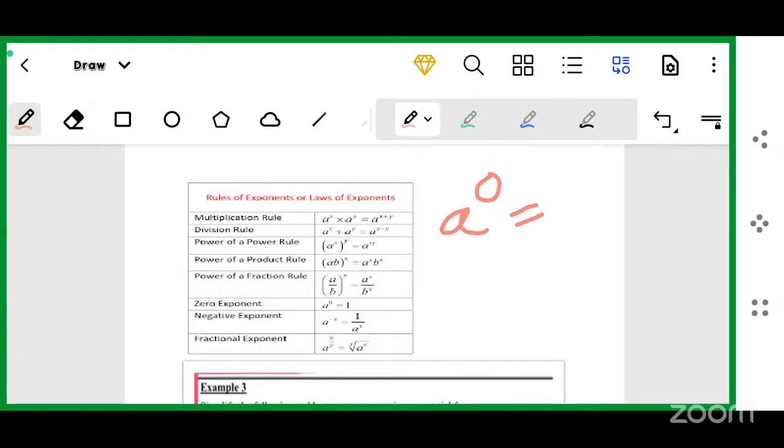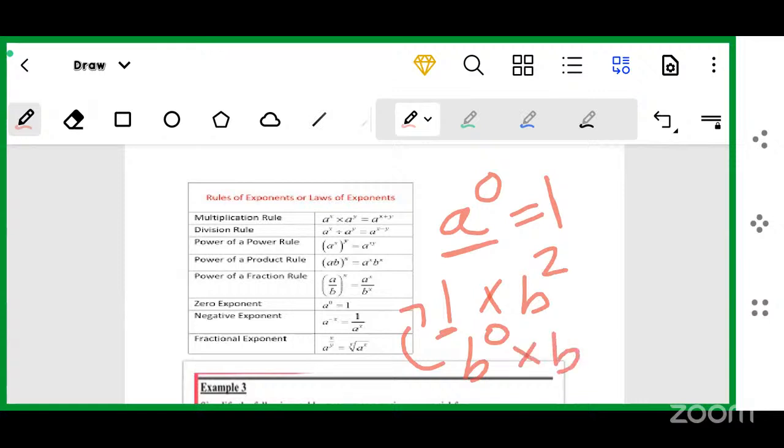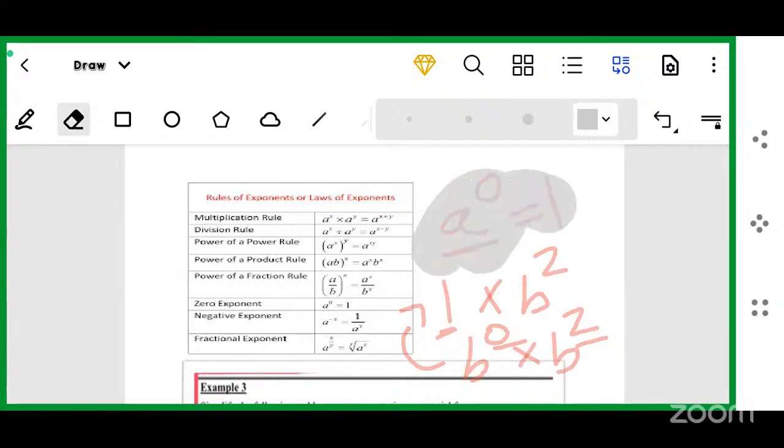Perfect. So, each and every number or letter that is to the power of 0 is equal to 1. So if you have 1 multiplied by b to the power of 2, we can change this one and write it as b to the power of 0, because b to the power of 0 is the same as 1. So it's going to be b to the power of 0 multiplied by b to the power of 2, and then you work out the exponents. Do you understand that? Yes, ma'am.